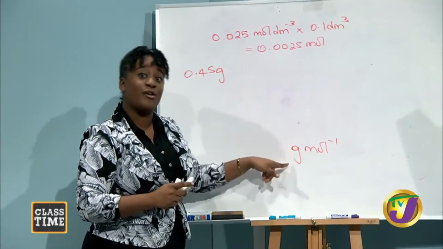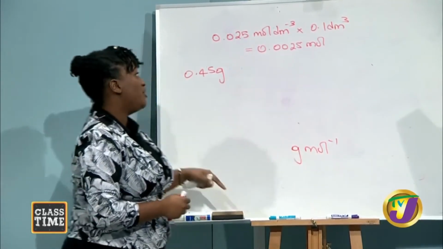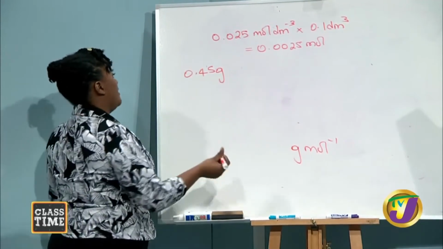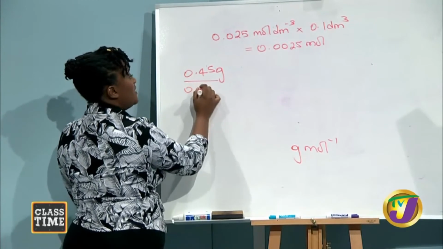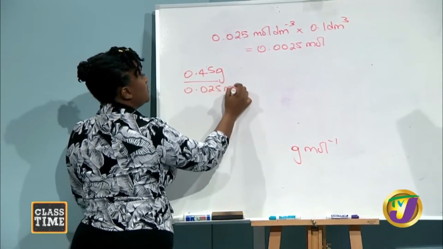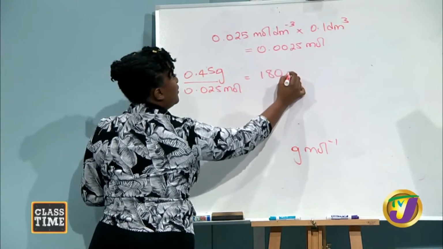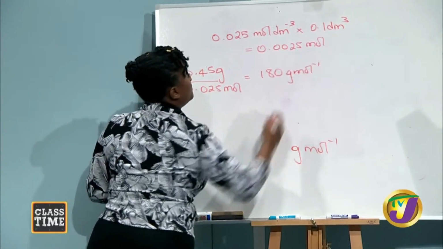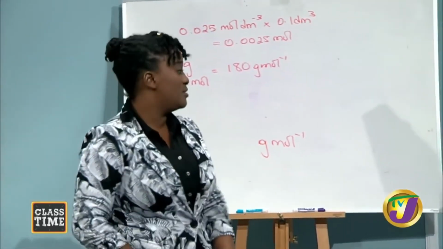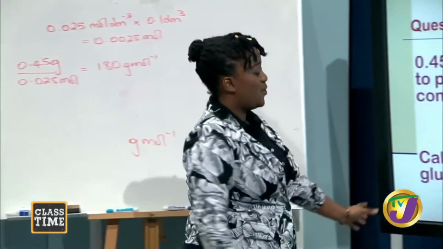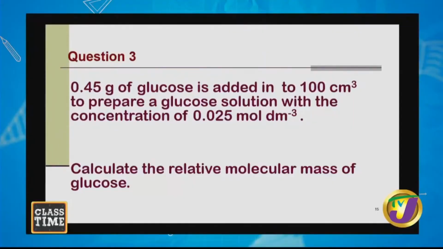All right, so I have gram and I have moles. What do I do to get gram per mole? I want per mole, so I know that I have to divide by that. So if I divide 0.45 grams by 0.025 moles, my answer will be 180 gram per mole. And that is the molecular mass for glucose. Okay? All right, let's see if the molar mass for glucose is correct.